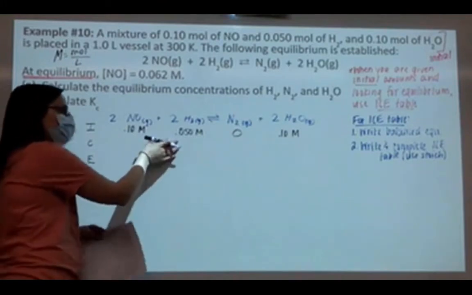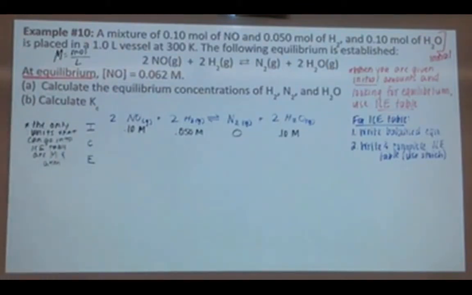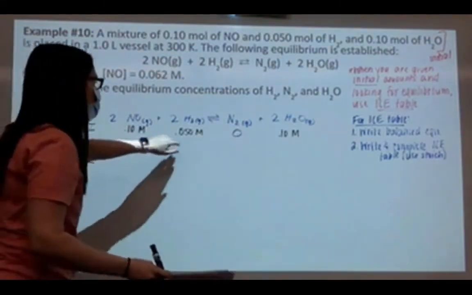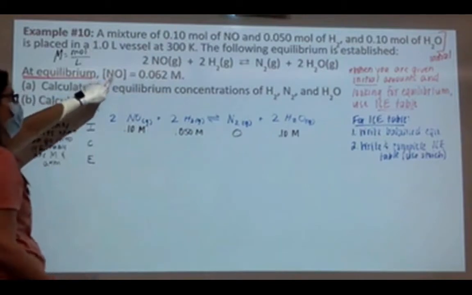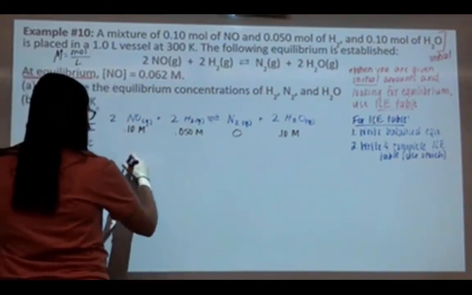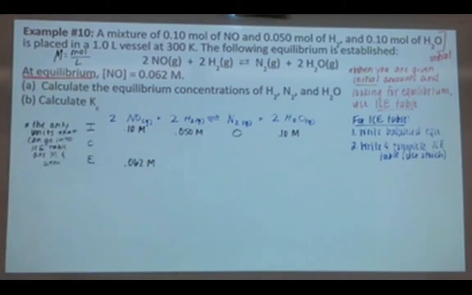Sometimes you only have reactants initially. Sometimes you only have products initially, and sometimes you have both, because then it's going to shift to equilibrium. So now here's our initial amounts. Now they give us a piece of information that we can put into this table. They tell us at equilibrium, the concentration of NO is 0.062 molar. They're giving us one of the equilibrium concentrations.